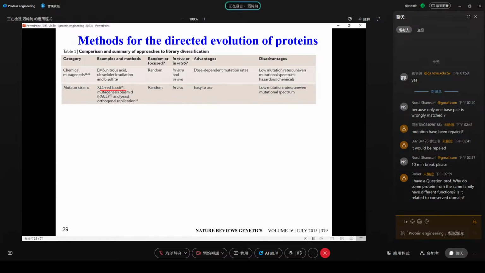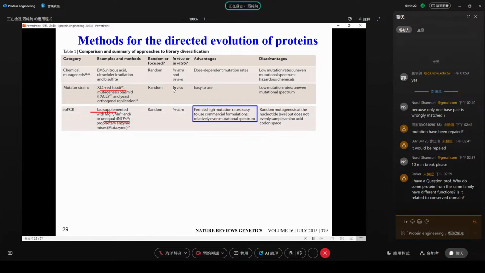Okay, and some of the mutant strains, like E. coli or something, because their repair system has some problems, they also can generate mutation for you. But this kind of E. coli is not very easy to grow. So the mutation rate is also very low.